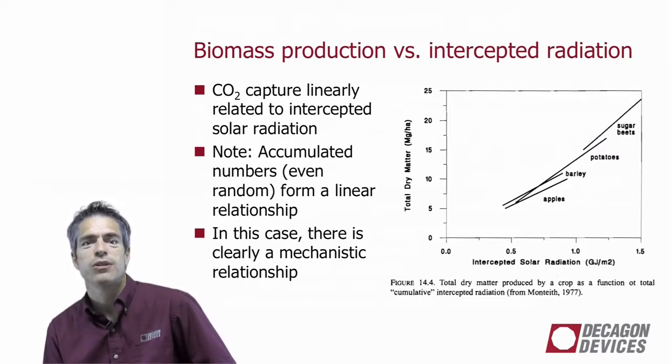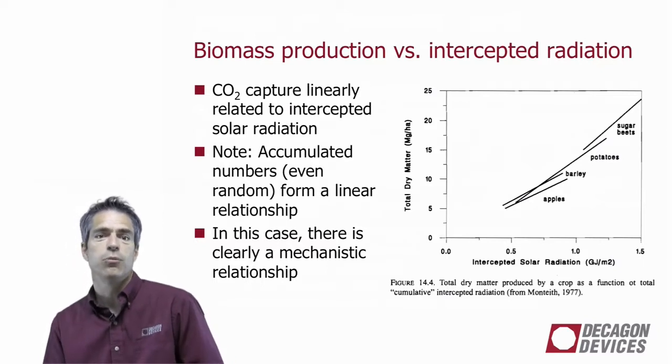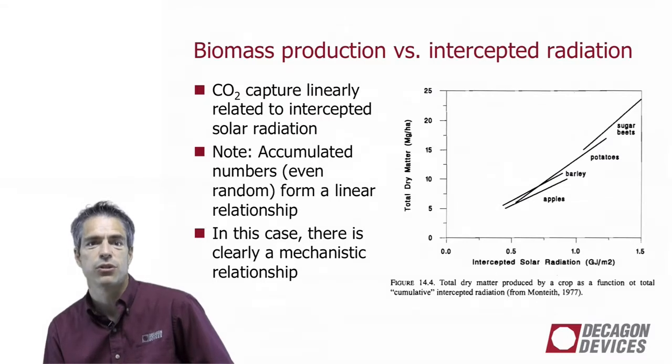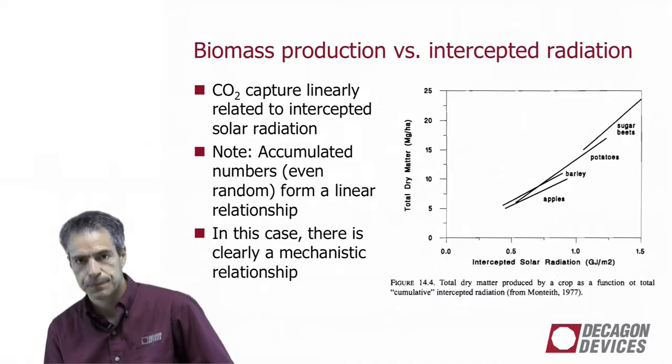Now, it's always important to note in a graph like that, where we're accumulating two variables, one on each axis, that there would be a correlation between even randomly associated variables or random variables that we put together. But in this case, we know that there is a clear mechanistic relationship between this intercepted solar radiation and the total dry matter.